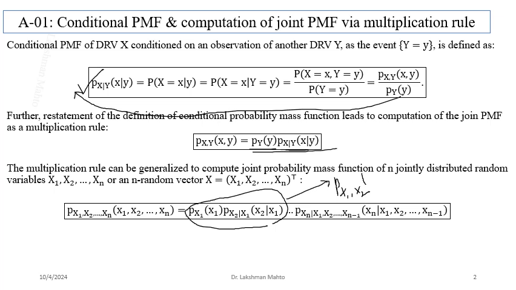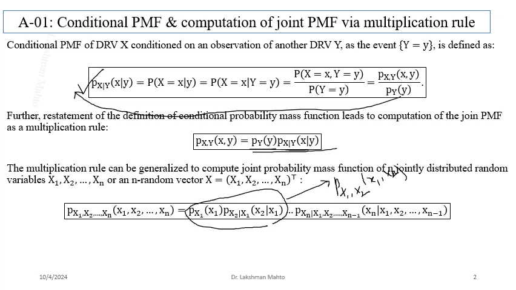Likewise, the last term will come. That is the nth random variable you are observing, when you have already observed X1, X2 up to Xn minus 1. Okay. So this is the way to compute the joint probability mass function of n jointly distributed random variables. So this is the last term.